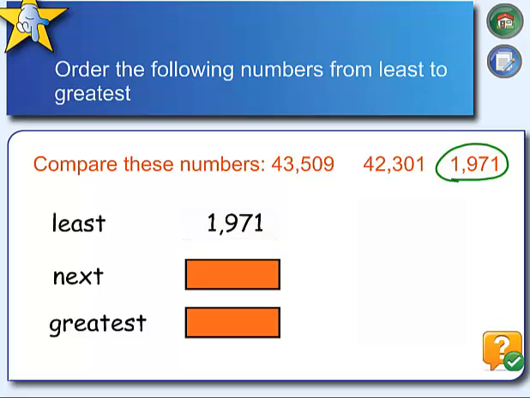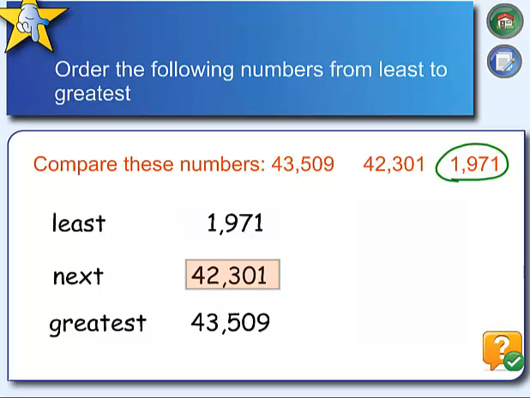If I look at the next 2 numbers, I see I have a 43,000 and a 42,000. Well, 43,000 is greater than 42,000, so that's going to be my greatest one. And in between will be 42,301. Take your time when you're dealing with more than 2 numbers. It really pays off in the end.